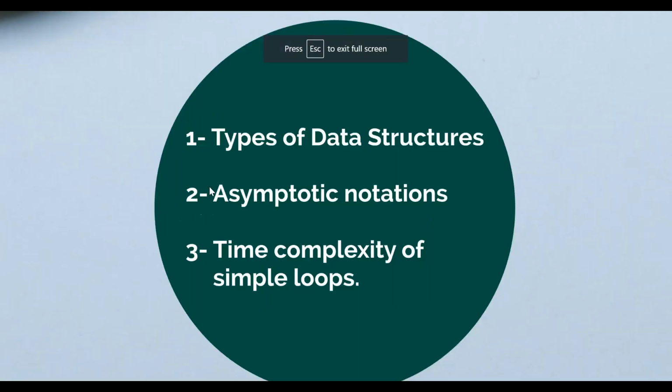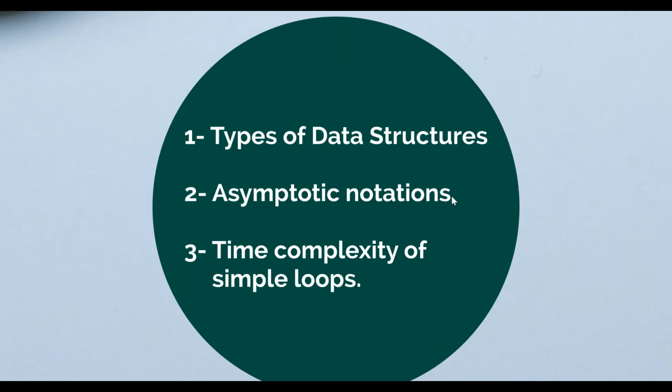What is the 3-point agenda? Types of data structures we covered. Asymptotic notations. The asymptotic notations, as I told you, we are trying to analyze the worst case actually. But there is one more thing I want to explain here. There is something called average case and worst case. In theory, average case is somewhere in between best case and worst case.